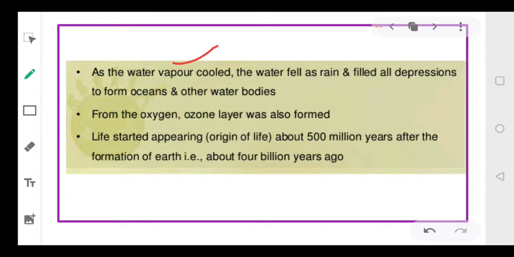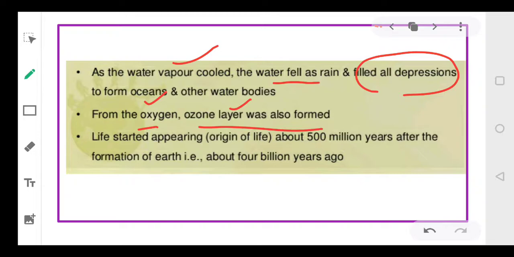So as the water vapor cooled, this water vapor fell in the form of rain. Okay, and it filled the depressions which were present on the surface of the Earth. Means जो गड्ढे अर्थ के surface पर मौजूद थे, जब वाटर वेपर कूल डाउन हुआ तो वो रेन की फॉर्म में इट फेल ऑन द सर्फेस ऑफ द अर्थ and it formed oceans in the water bodies like lakes and rivers. And from the oxygen, the ozone layer was formed.